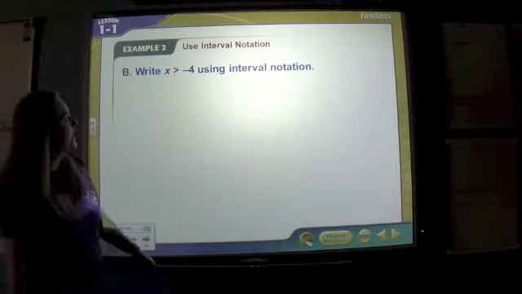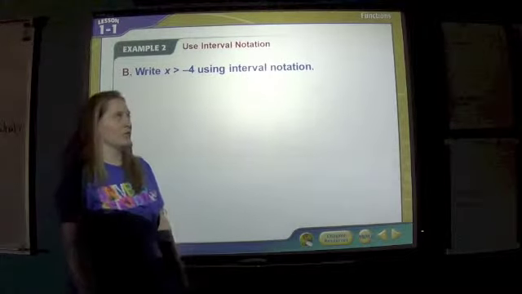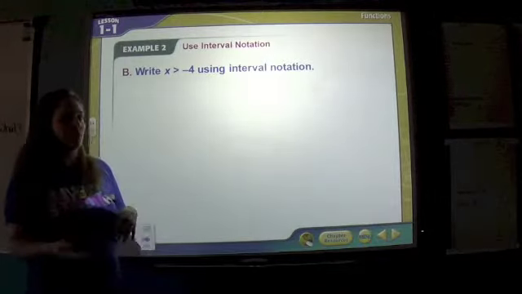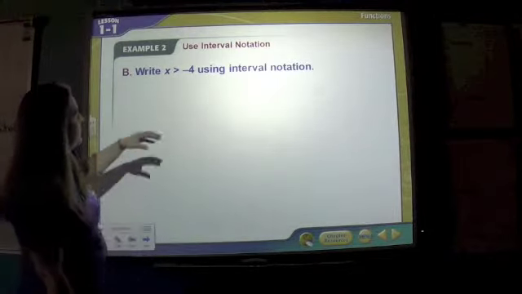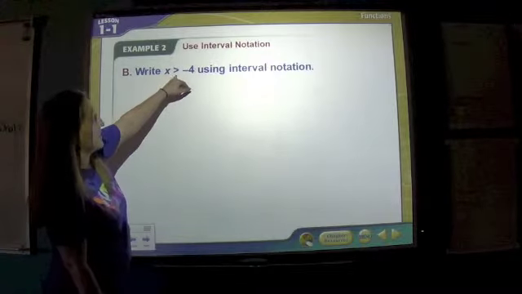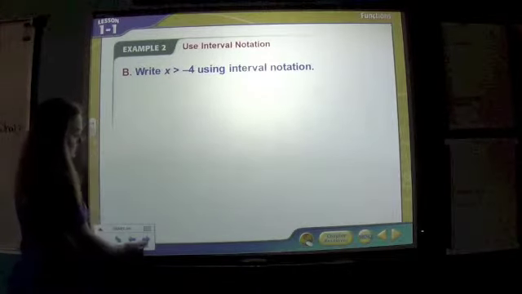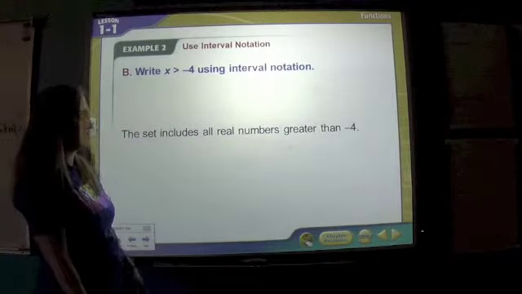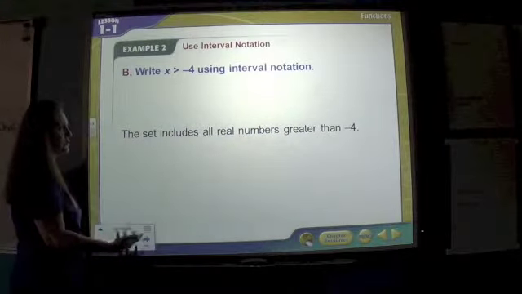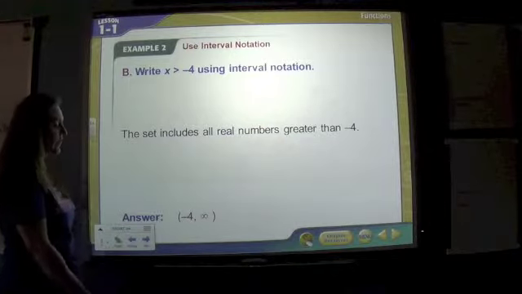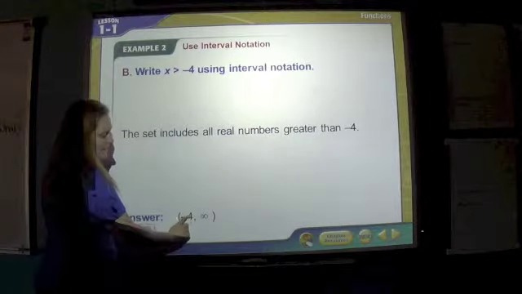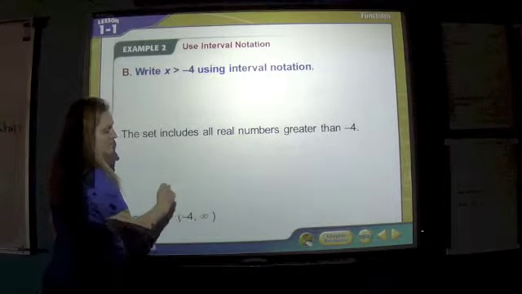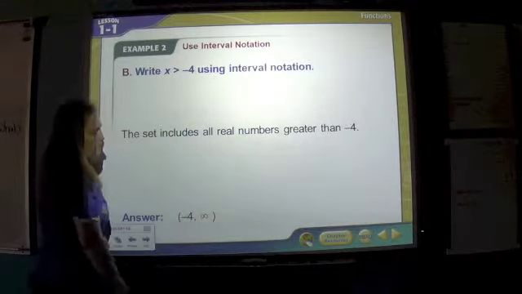Right? Write x is greater than -4 using interval notation. So first off, is it going to be a bracket or is it going to be a parentheses? It's not equal to, so it's going to be a parentheses. So it's everything greater than -4 because it doesn't give me anything about integers or natural numbers. So when we write it, parentheses, -4, comma, and since it's greater than, it goes on to infinity. So you'll be using the infinity sign a lot. And then close parentheses.